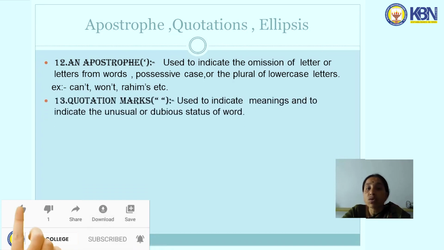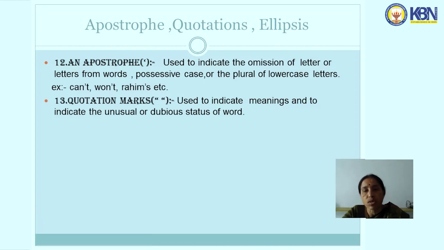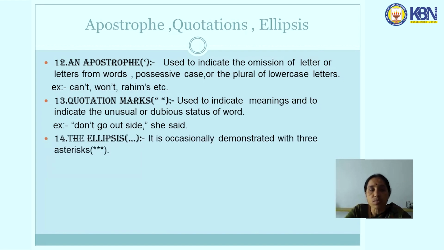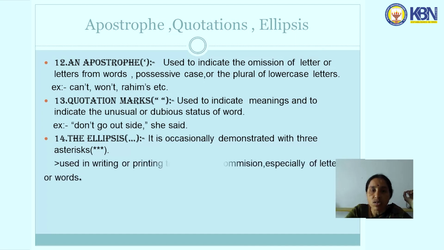And then you have the quotation marks. These are beginning and ending quotation marks, which are used to indicate direct speech, that is the actual words spoken by a person. For example, "Don't go outside," she said. These are the exact words spoken by the person. And then the ellipsis is occasionally shown also with three asterisks when the letters of a particular word are omitted.